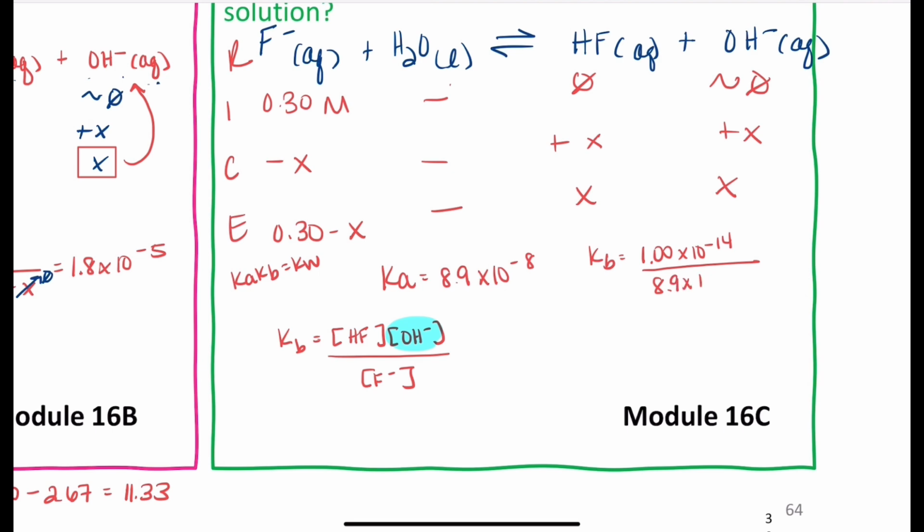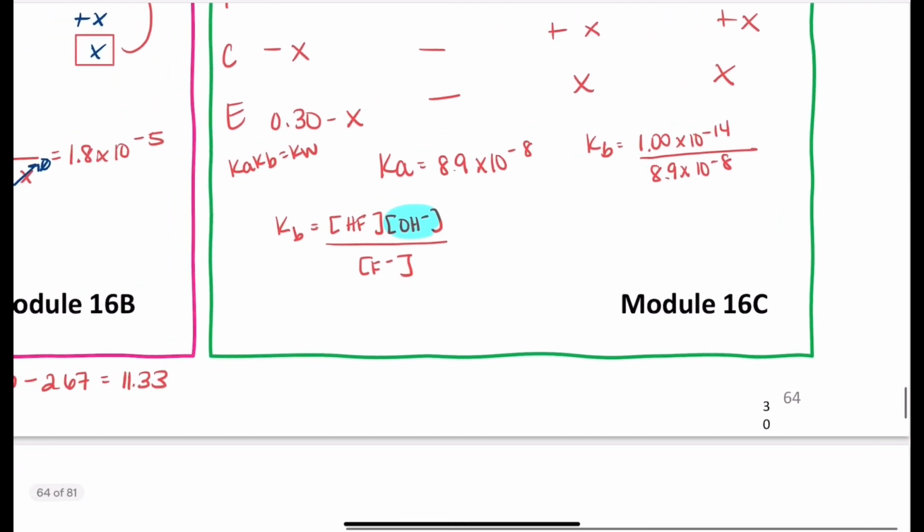My Ka was 8.9 times 10 to the minus 8. And hold on, because I don't actually know off the top of my head. Ammonia is the only one I know off the top of my head. Let's see, 1.39 times 10 to the negative 11. So Kb is equal to 1.39 times 10 to the negative 11. And if I plug in what I have in my table, I have x squared over 0.30 minus x.